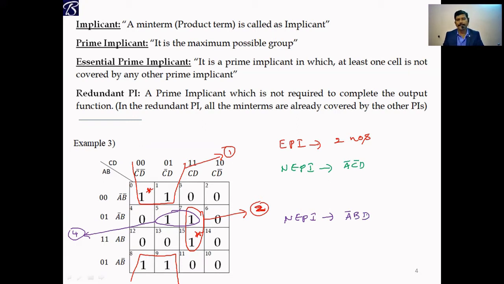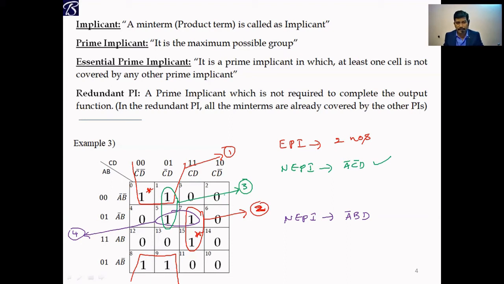The non-essential prime implicant is nothing but a prime implicant which has two or more options to complete the output function. That means we can do this one. This is 3, right? We can use green one to complete the output function, that is this one, or we can take this fourth group to complete the output function. Anyone we can take to complete the output function. So a prime implicant which has two or more options to complete the output function, those are called non-essential prime implicant.